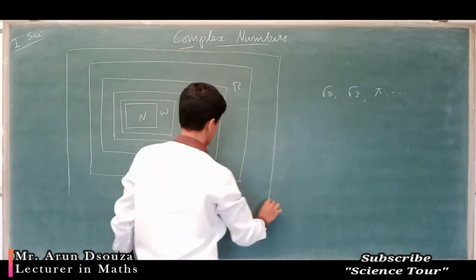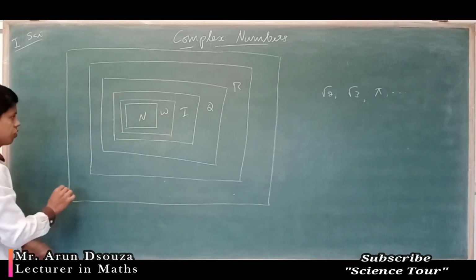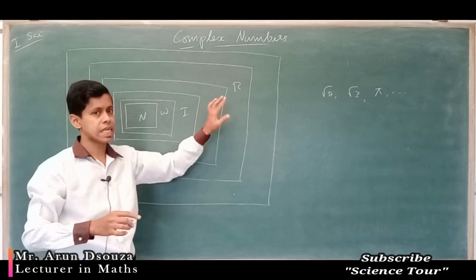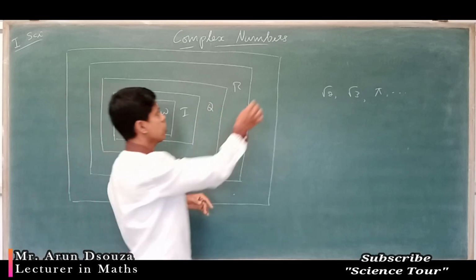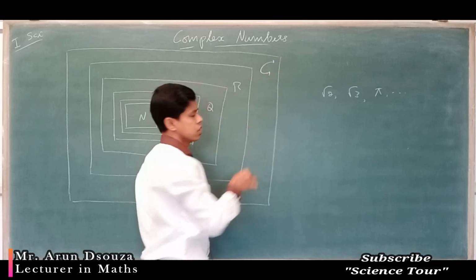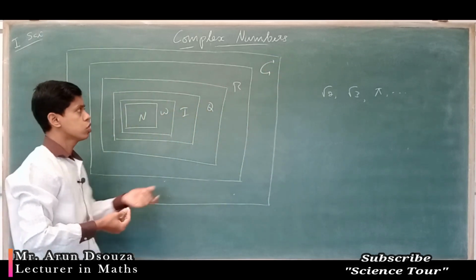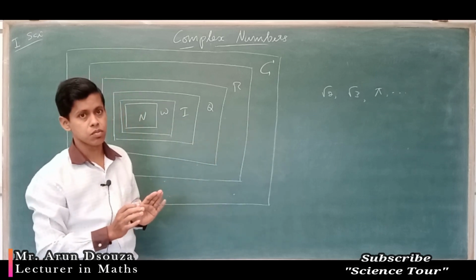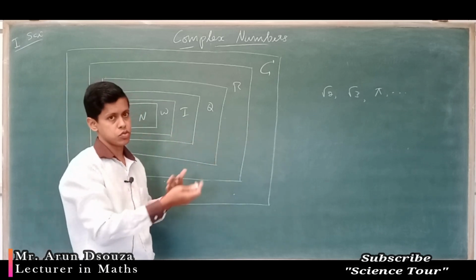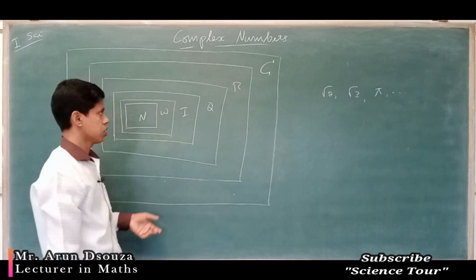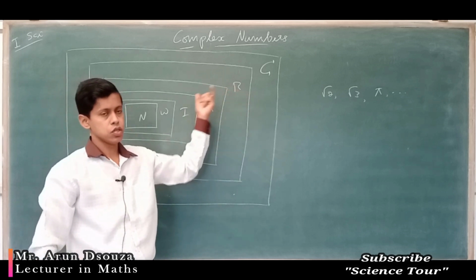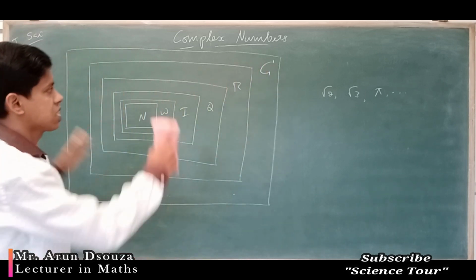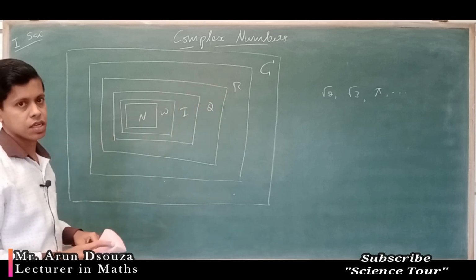Like the set of real numbers includes both rationals as well as irrationals, the set of complex numbers includes all the real numbers, and a little extra, numbers which are called imaginary. So real as well as imaginary numbers, you have them in the complex numbers. That is about the extension of the set of real numbers.